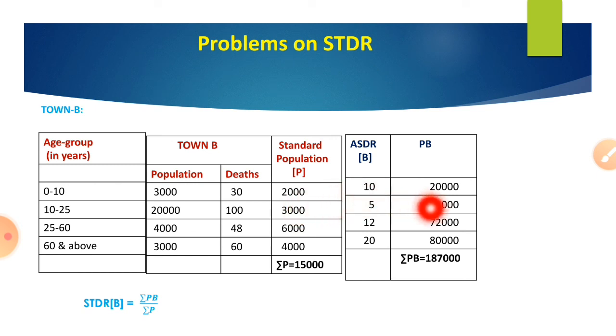2000 into 10 is 20,000. 3000 into 5 is 15,000. 6000 into 12 is 72,000. 4000 into 20 is equal to 80,000. So after finding this, we want summation PB total. Summation PB is 1,87,000. Now you substitute the values. Summation PB is 1,87,000 divided by summation P total, which is 15,000. So the standardized death rate of town B is 12.46.